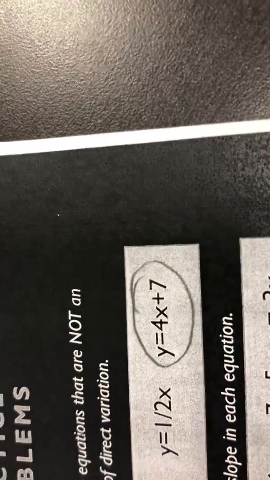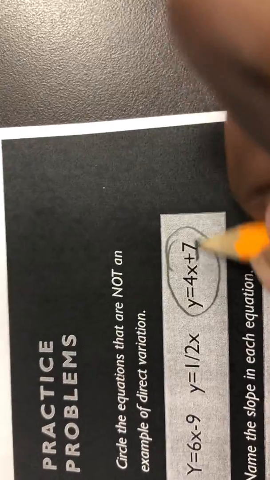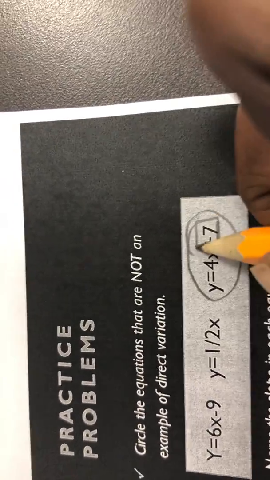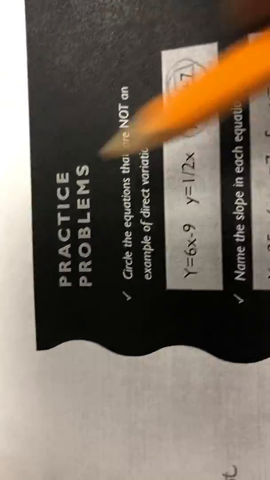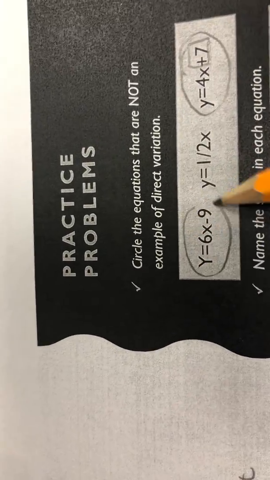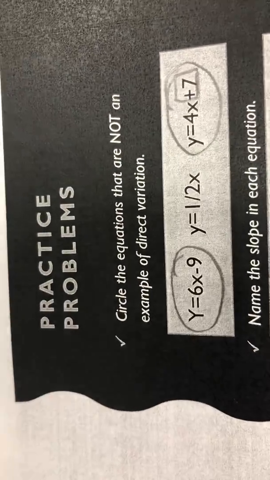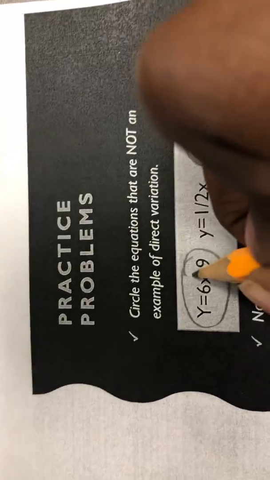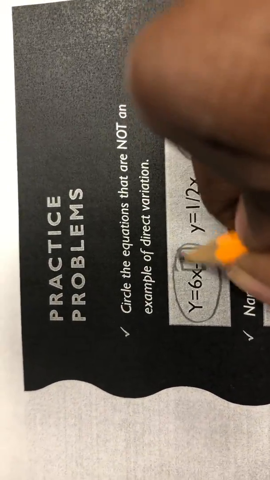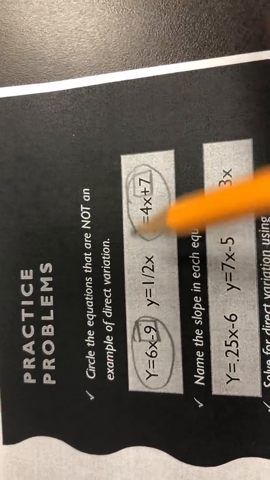Why? Because of this plus 7x right here. Okay, this one would also not be direct variation. Why? Because of the minus 9 right here. This one would be, though, because it does not have a plus or a minus number after it.